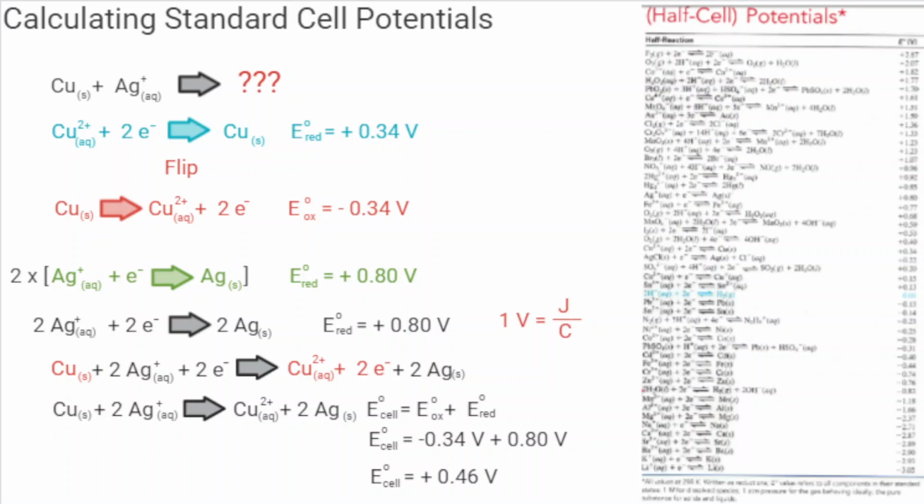We can use this process for calculating standard cell potentials for a whole host of different reactions. Anyway, I hope you found this useful, and definitely make sure that you watch out for the pitfall that multiplying a reaction by 2 does not change the potential. And if you ever have to flip a reaction, you want to change the sign of your potential.